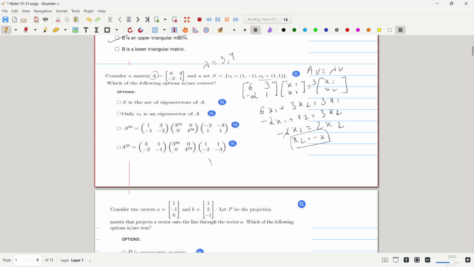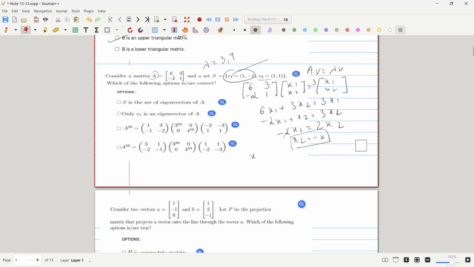So for lambda is equal to 3, we'll get the eigenvectors as x1 and x2. And in place of x2, I can write minus x1. And if I take x1 common, then 1 comma minus 1 is the eigenvector. So v1 is the eigenvector. As you can see, 1 comma minus 1 and 1 comma minus 1.